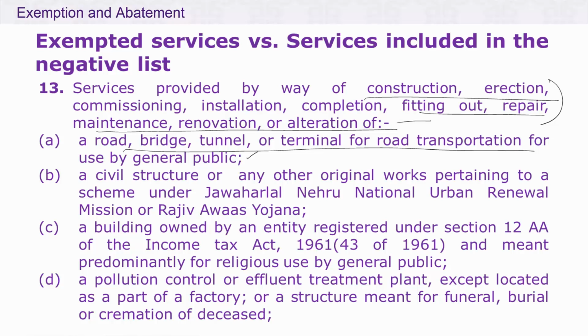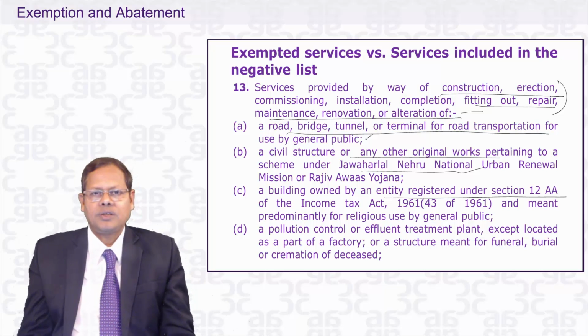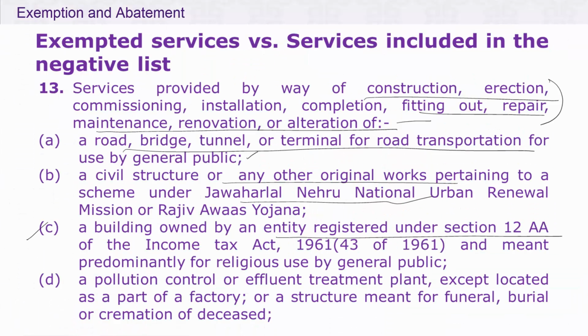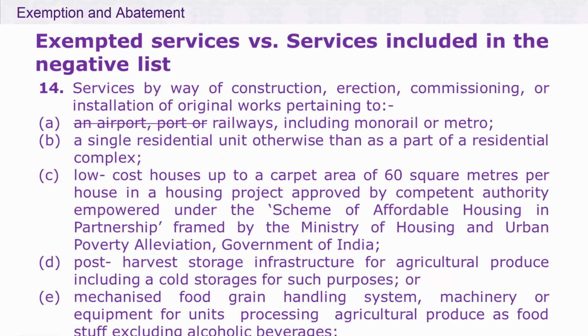And civil structure or any other original works pertaining to a scheme under Jawaharlal Nehru National Urban Renewal Mission, Rajiv Awas Yojana, and a building owned by an entity registered under section 12AA, charitable organizations. If you provide service to charitable organizations, for example construction of a building, yes, it merits exemption. And pollution control, effluent treatment, this also gets exemption. Okay. And what about the 14th one?